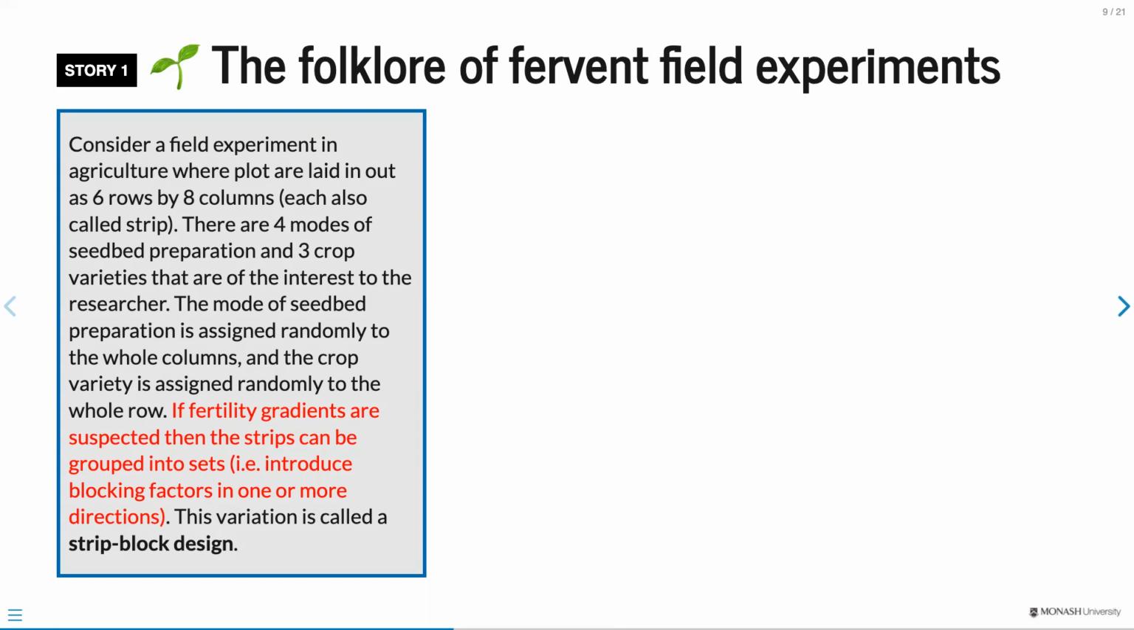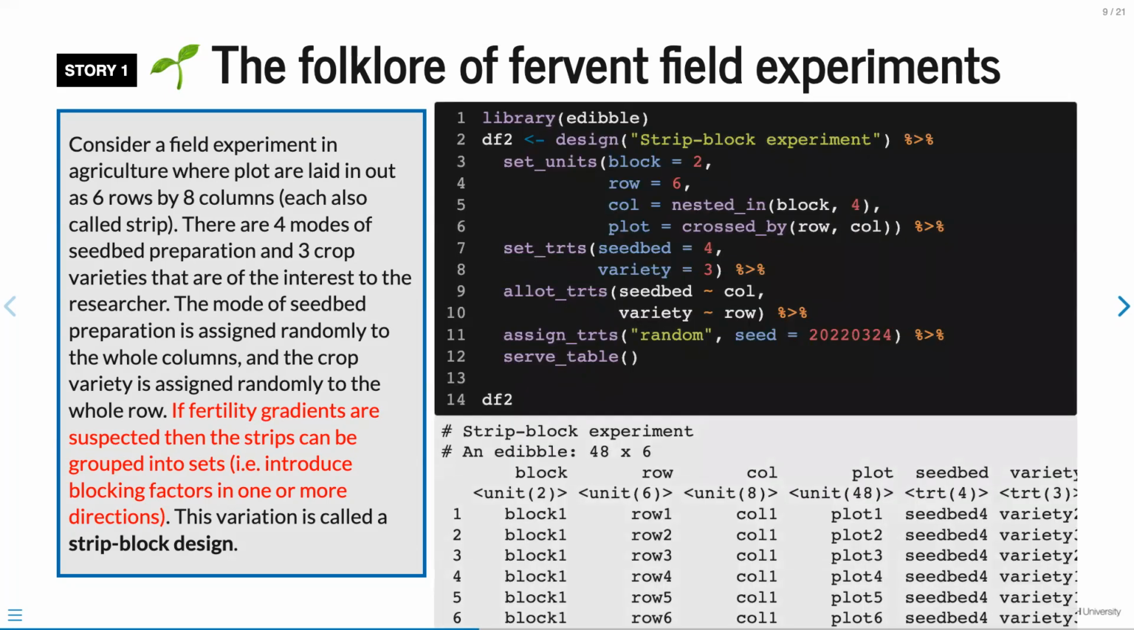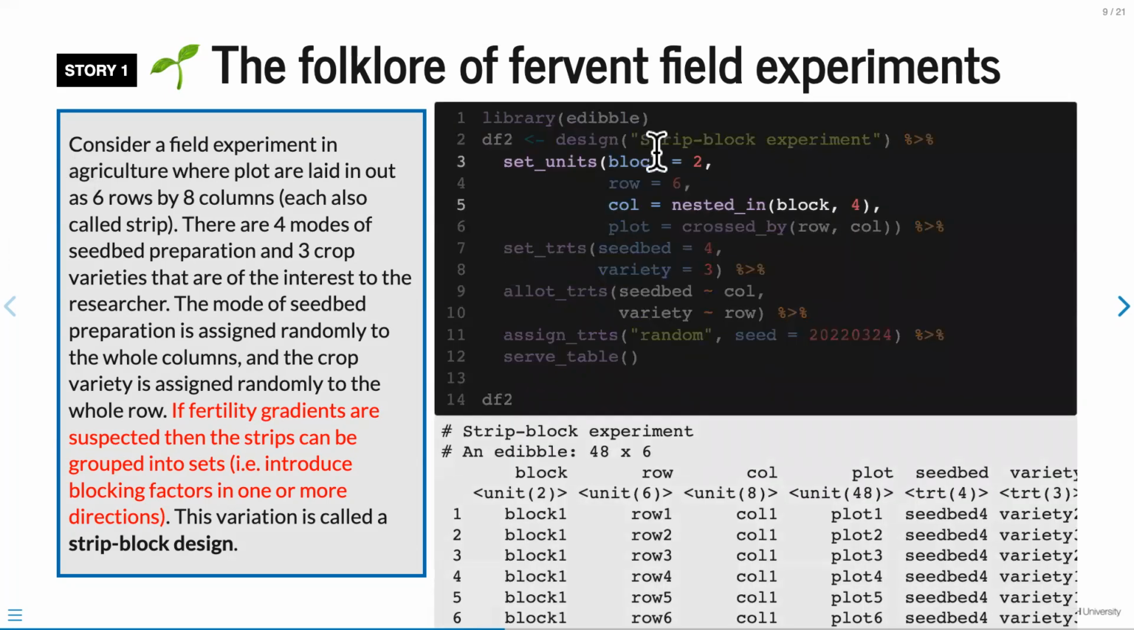So that's what I'm going to do. I'm going to create a block of 2, and the columns are now split. The 8 columns are now such that there are 4 in each block. So in total I had 8, but now I've divided them so that there are 2 lots of 4 columns instead. And so that's the code that you see here: block equals 2, and column is now nested in block, split across with 4 in each of the blocks.